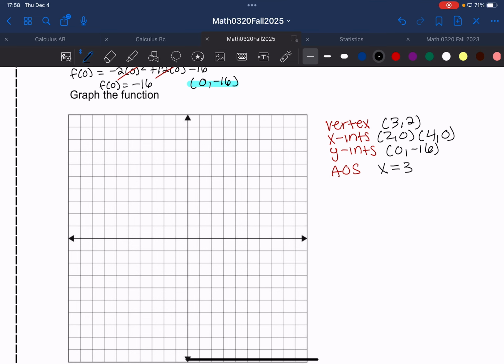Okay, so starting with, let's go ahead and go by 2's because negative 16 is not going to fit on this graph. So going by 2's to do the vertex at 3, 2. So that would be right here. Okay, the x-intercepts at 2, 0 and 4, 0. So 2 and 4 because I went by 2's.